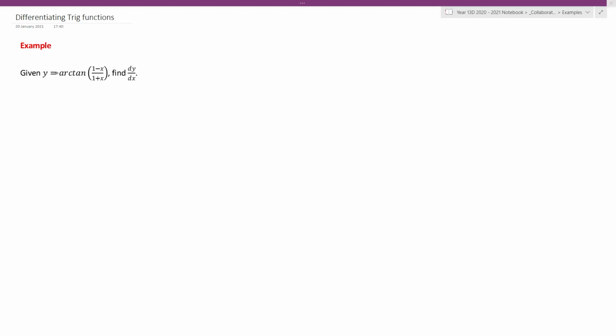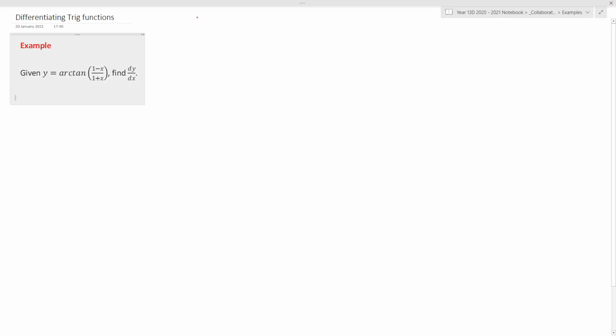Last example, y equals arctan of (1 minus x) over (1 plus x). So if we write that here, we've got to differentiate it. Okay, we can differentiate arctan. We've been given that solution. But we've got this problem here. So if we use chain rule, let u be equal to (1 minus x) over (1 plus x).